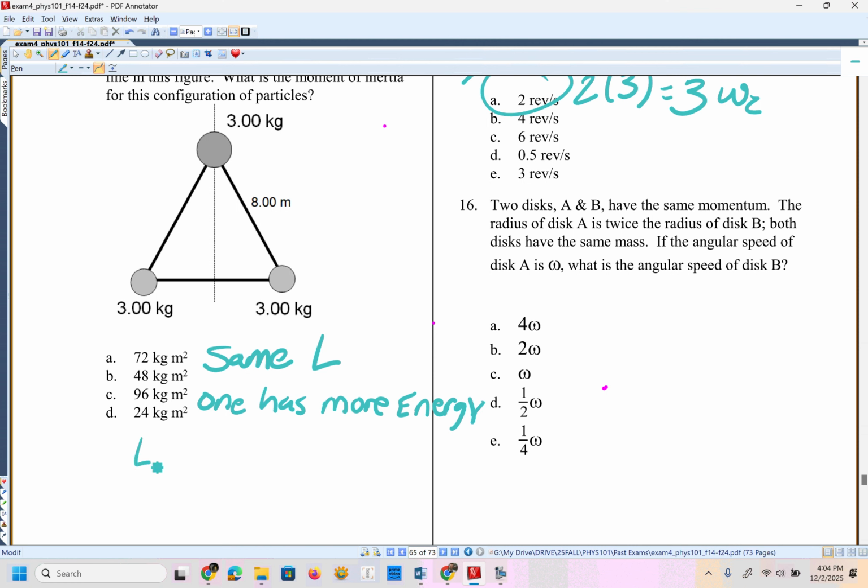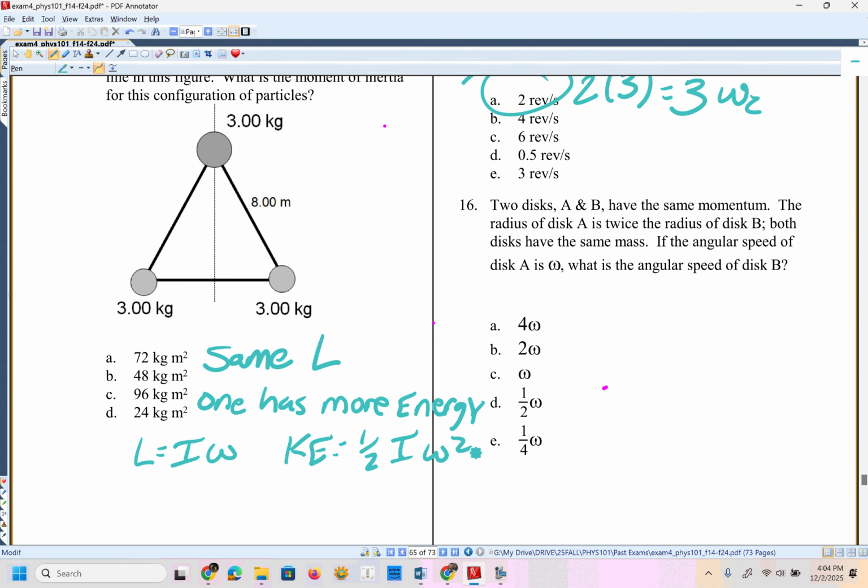Because L is equal to I omega, and kinetic energy is equal to 1/2 I omega squared. If one has more energy, it's because omega is bigger and I is smaller. Say omega is bigger by a factor of 2 and I is smaller by a factor of 2. But because of the squared term, the kinetic energy is bigger.